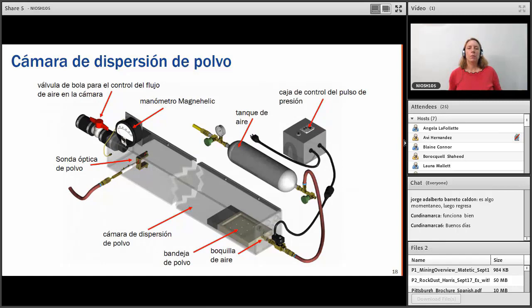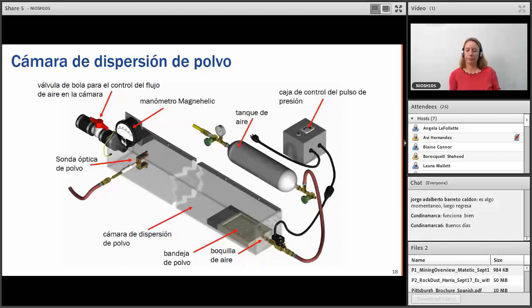We've also examined how to determine if a rock dust is dispersible enough or not. The definition specifies that it must be dispersible by a light blast of air. We have created a dust dispersion chamber in which we apply a repeatable pulse of air.